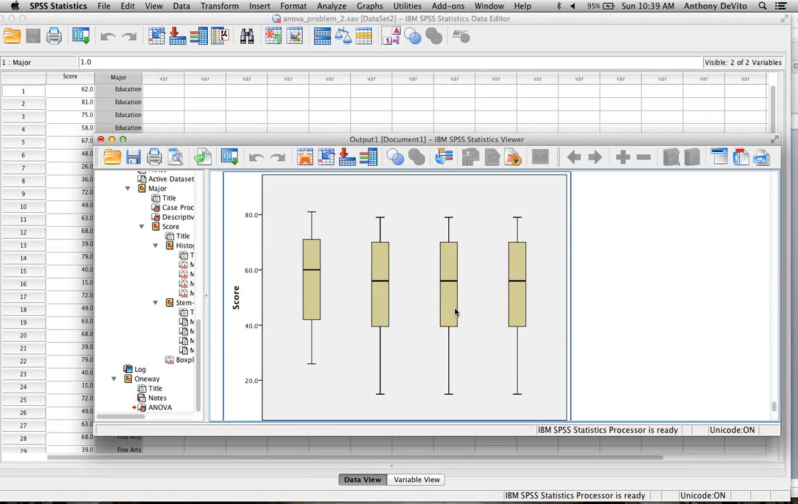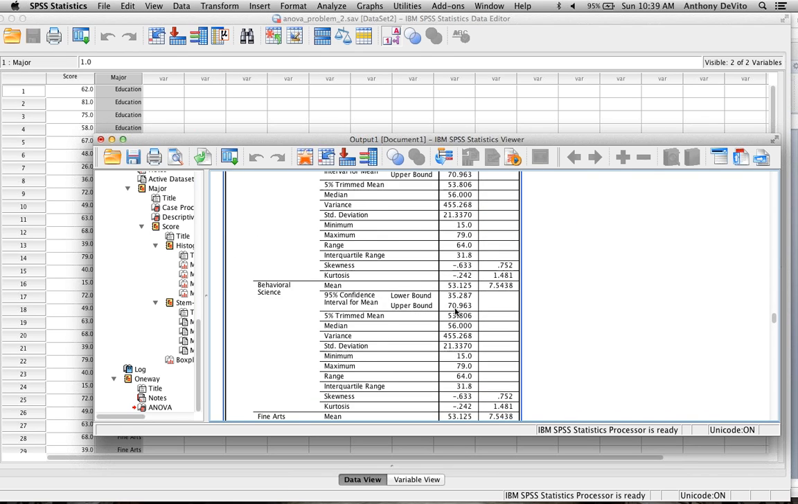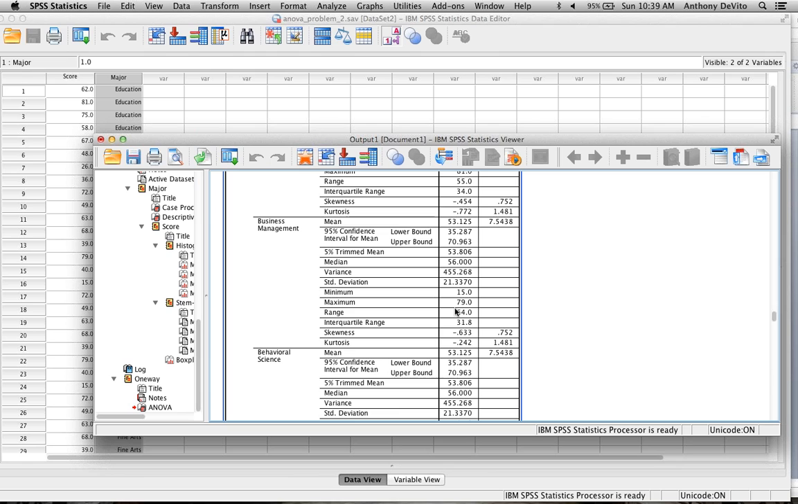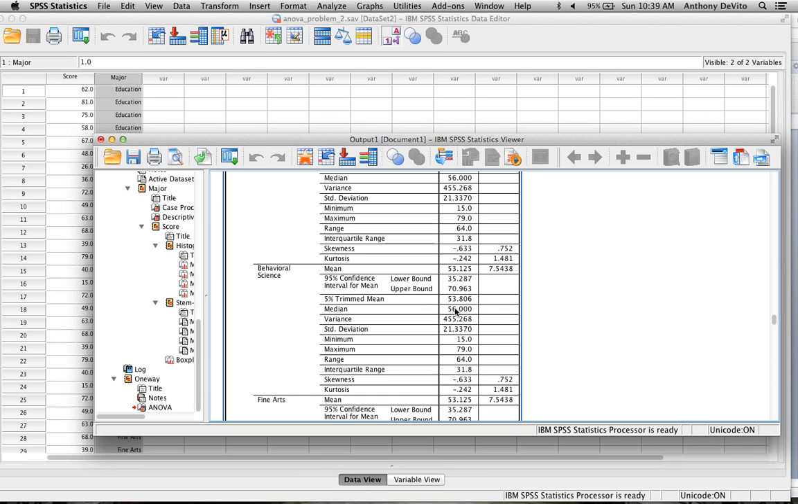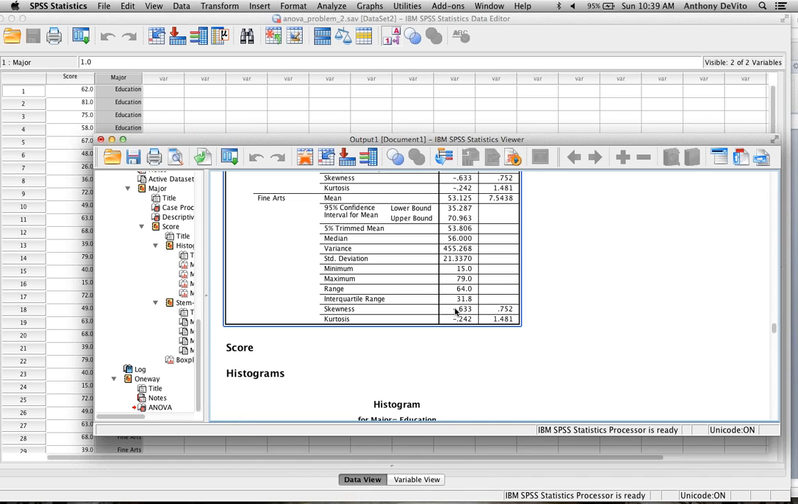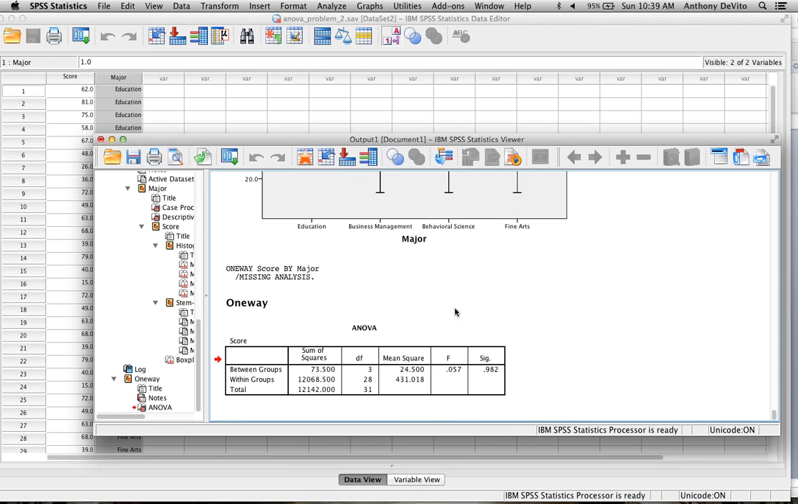So my null hypothesis would have been: the mean for education majors equals the mean for business majors equals the mean for behavioral science majors equals the mean for fine arts majors. That's our null hypothesis. I failed to reject that null hypothesis because I haven't demonstrated that there's a big enough difference between those means given the variability within the groups.